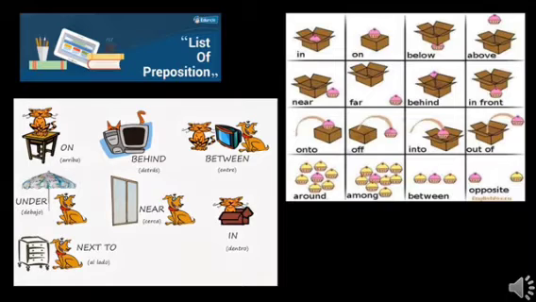You can see a pink colored cake and yellow colored cakes around. The yellow colored cakes are around the pink colored cake. Among, the pink colored cake is among the yellow colored cakes. Between, the pink colored cake is between the yellow colored cakes. Opposite, the pink colored cake is opposite to the yellow colored cake, or the yellow colored cake is opposite to the pink colored cake. So these are some of the prepositions.